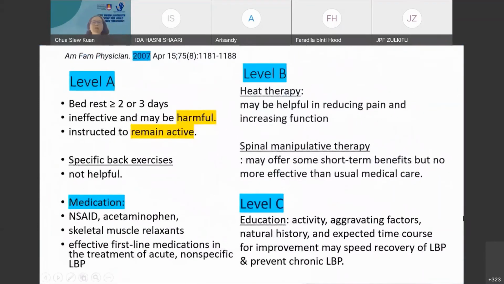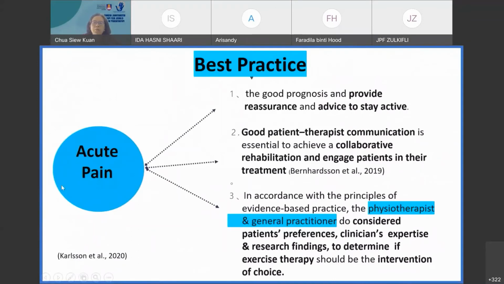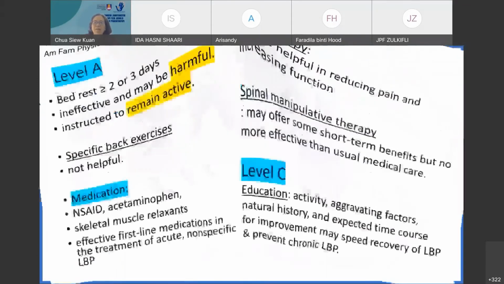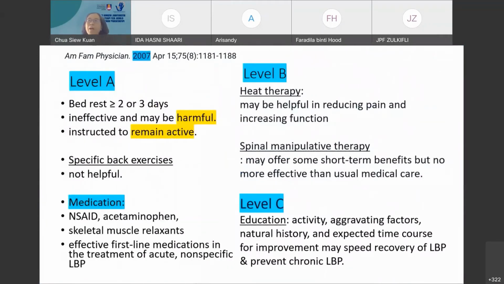Okay, so based on this, they came up with instructing the patient to remain active. Level A evidence is good evidence, a high ranking for paper quality. The specific exercise is not helpful from 2007, meaning that when the patient is in pain, whatever exercise, especially isometric trunk extension or isometric multifidus exercise, is not helpful at all.